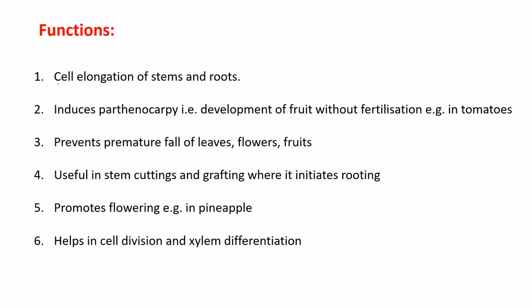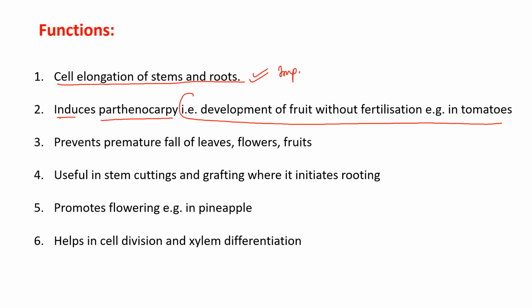So basically they help in cell elongation of stem and roots. This I have just mentioned, and this point is very important. Now the second term is Parthenocarpy. It induces Parthenocarpy. I have explained it here. So Parthenocarpy is the development of a fruit where fertilization does not take place. Okay, and the best known example is tomatoes. So they basically help in inducing Parthenocarpy.